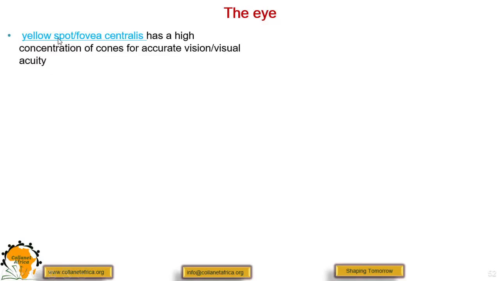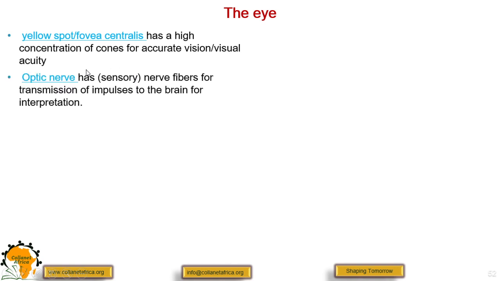There is also a yellow spot called fovea centralis, and this one has a high concentration of cones for accurate vision or visual acuity. The optic nerve has sensory nerve fibers for transmission of impulses to the brain for interpretation.